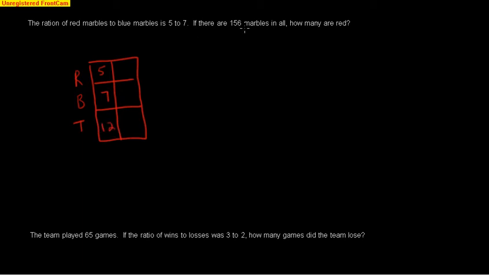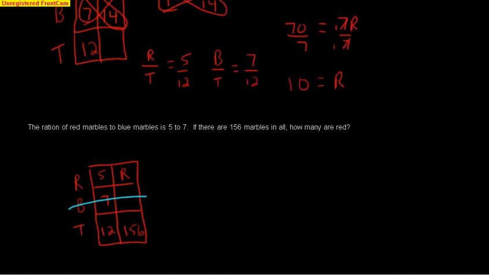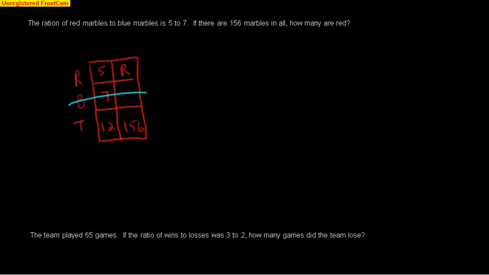If there are 156 marbles in all, how many red are there? And the book shows like a person taking their thumb and crossing out this middle column, covering it with their thumb because they don't need it. And you don't need it because, just like up here, we know what the ratio of red to total is and blue to total is. That's what we need here. We need red to total. We don't need blue at all. So we're going to cross him out and pretend he's not there.